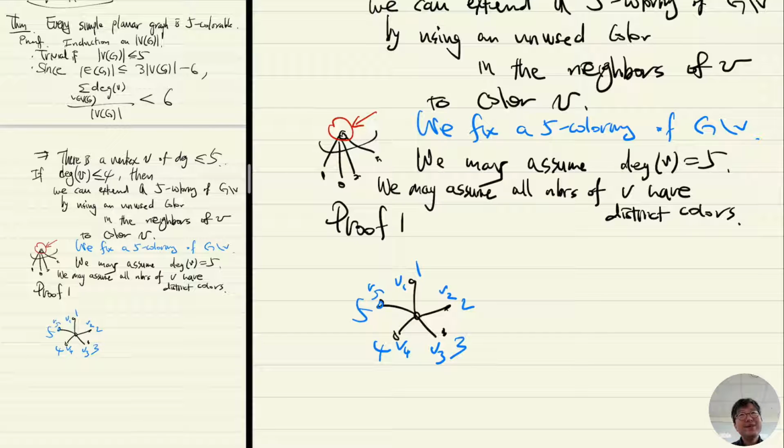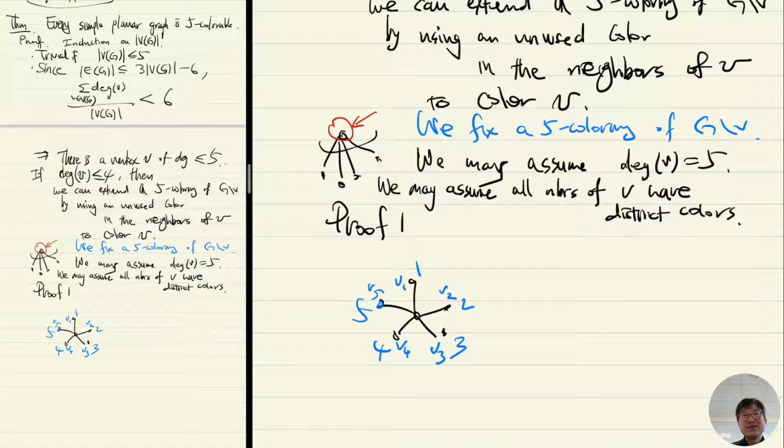Well, if I'm really lucky, then in the neighborhood of this V1 there's no color 3, so it might be okay, but probably that's not the case, right? I might have a neighbor which has color 3. In that case, I have a conflict, right?